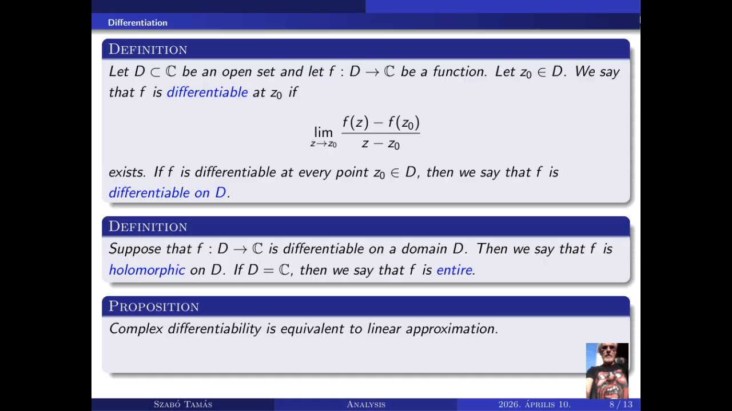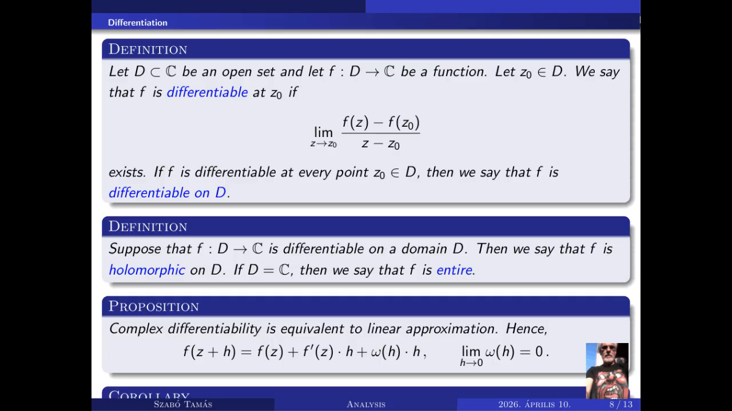Complex differentiability is equivalent to linear approximation. Hence, f(z+h) equals f(z) plus f'(z) times h plus ω(h) times h, and the limit of ω(h) is 0 as h tends to 0. A differentiable function is continuous.